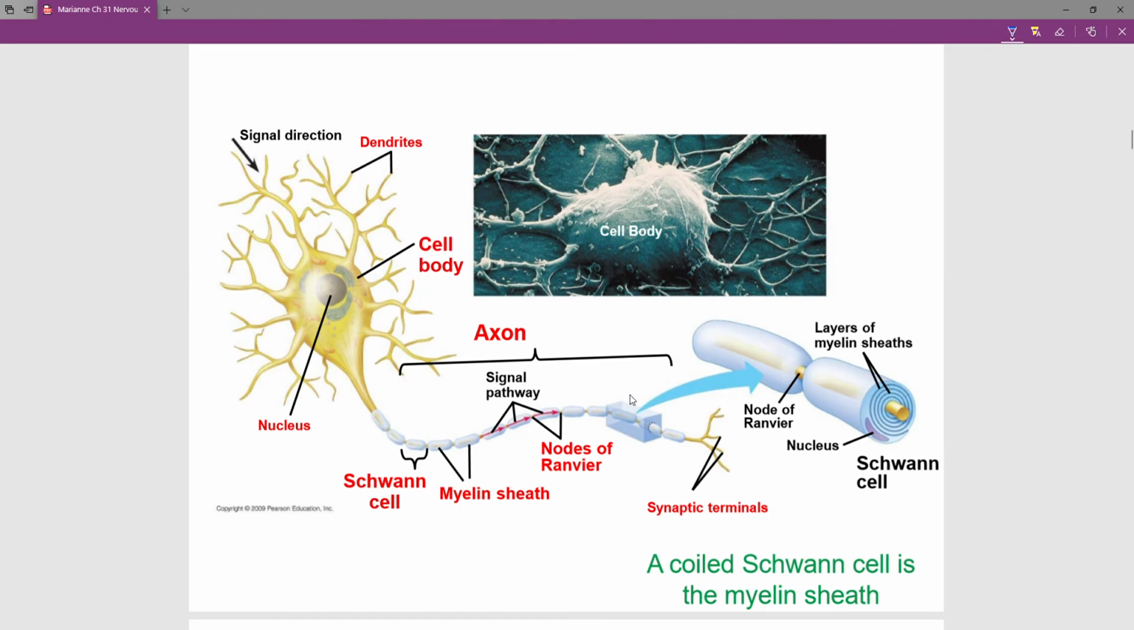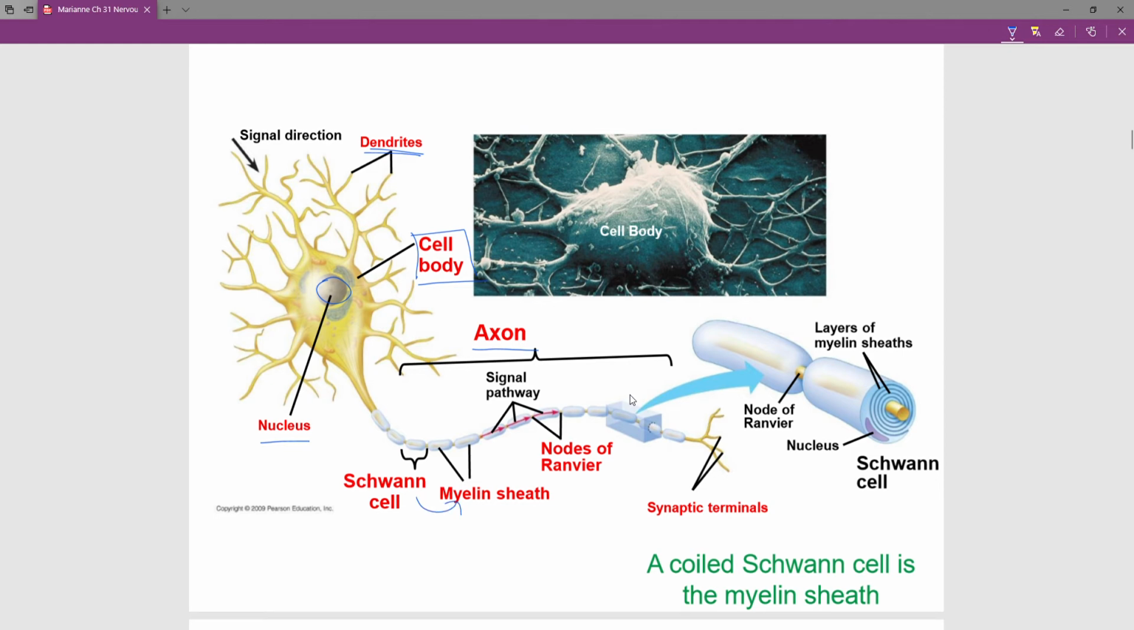And so just as a reminder, we had the cell body, and that's where the nucleus is. The branches coming out of the cell body are called dendrites. And you can see the nucleus in there, right? Down here would be the axon. And so that's that long branching extension. And along the axon, we have these insulated bits, these Schwann cells that contain the myelin sheath.